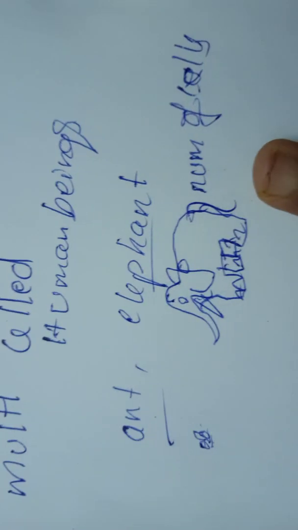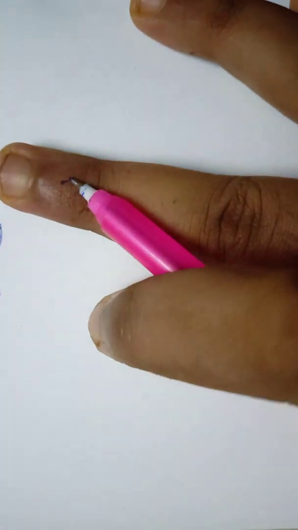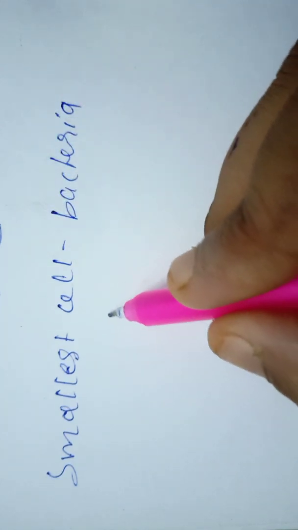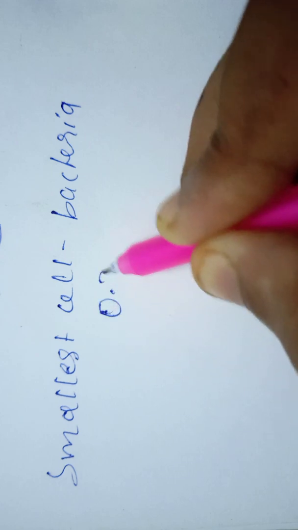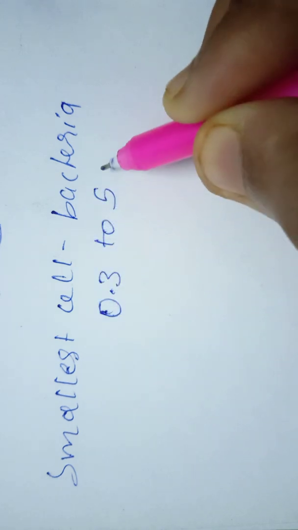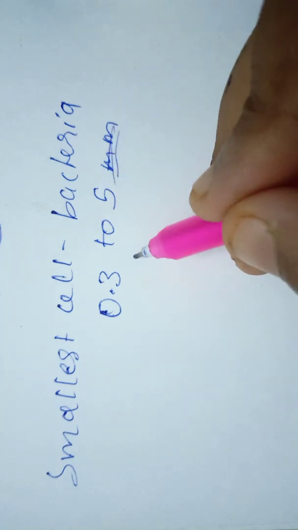Understand? Now we'll see how small the size of a cell can be. Sizes also are there. The smallest cell is bacteria, whose size ranges from 0.3 to 5 micrometers.